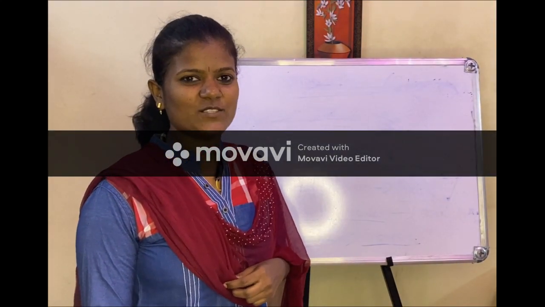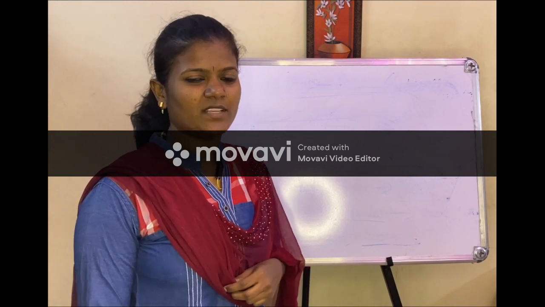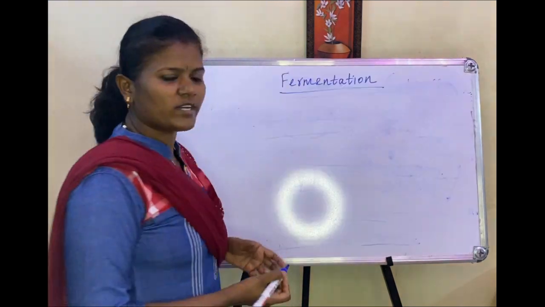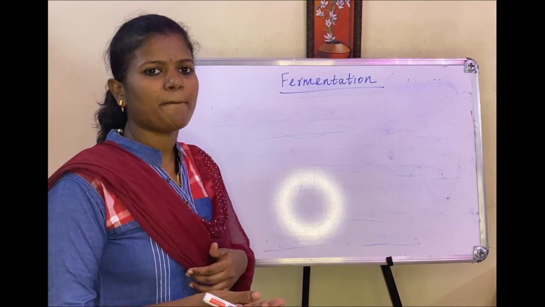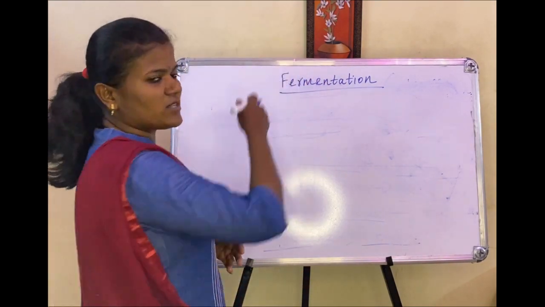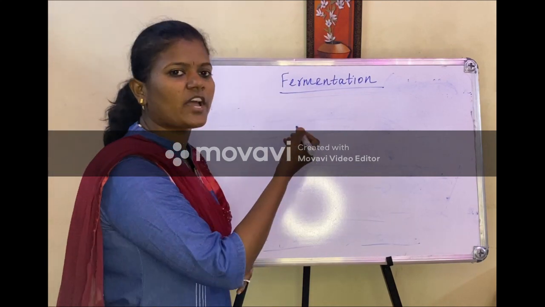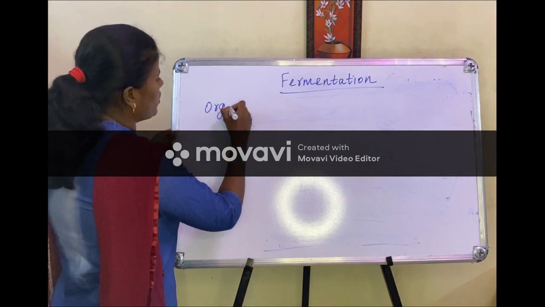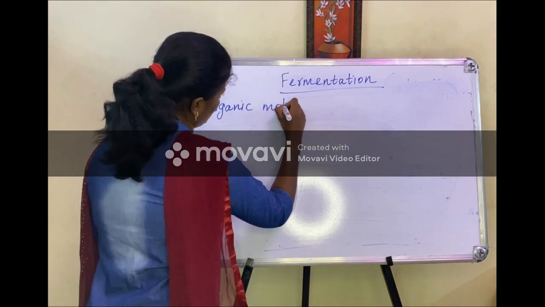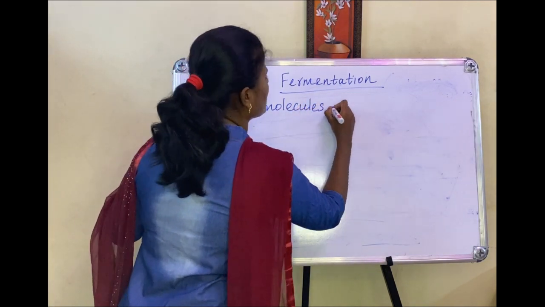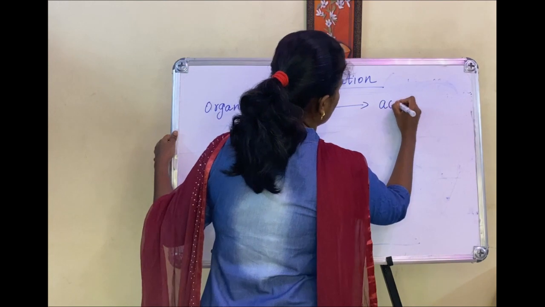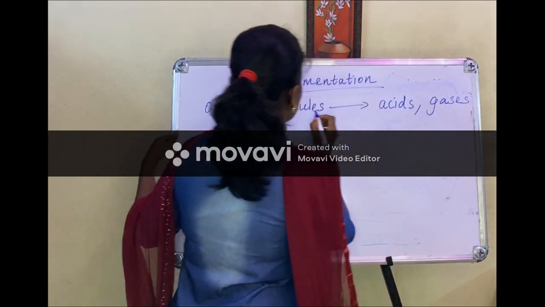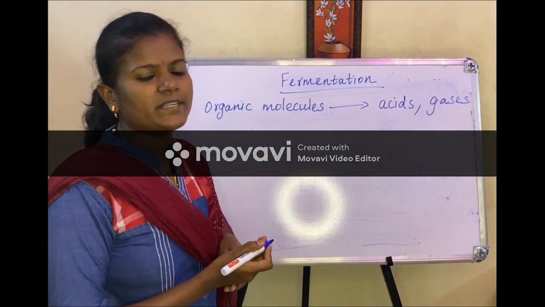Now I am going to take a class from 12th standard Botany. Let us discuss chapter 4, topic fermentation. What is fermentation? Fermentation is a metabolic process. In this process, organic molecules are converted into acids or gases. This process is called fermentation.